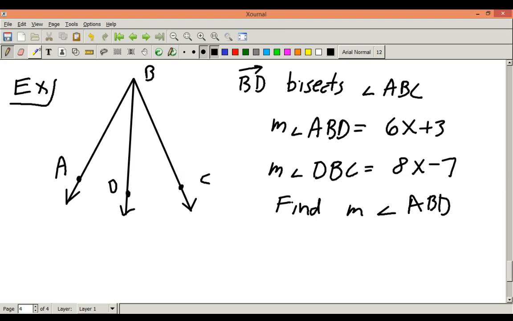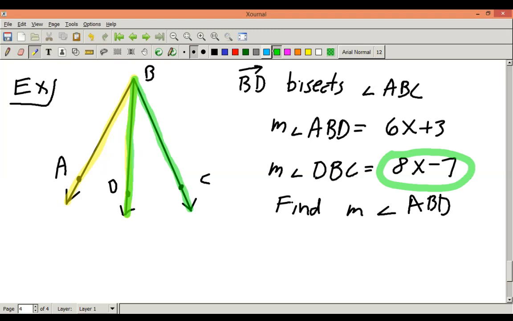So if it helps you to trace these, you can kind of look at it. So we know that this angle ABD is 6x plus 3. And likewise, we know DBC is 8x minus 7. So put that in green. But we know that the yellow angle and the green angle are congruent because we were told that ray BD is a bisector. And so we can take this expression for DBC and set it equal to this expression for angle ABD. So those two angles are congruent, so their measures are equal. So that'll give us an equation, right, which we could solve for x. And once we know x, we can plug it in and find angle ABD.